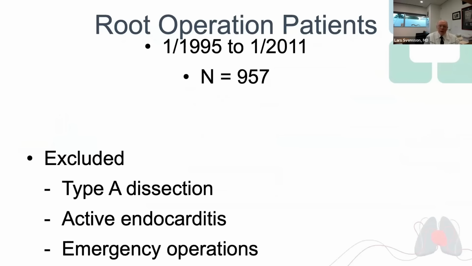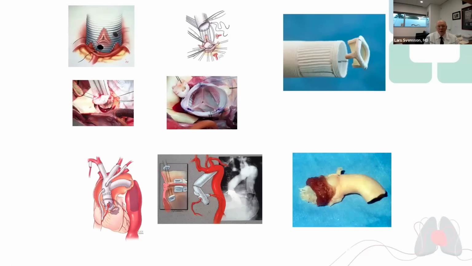This is a study from a number of years ago that I looked at, 957 patients, and this was mainly elective surgical patients with either the remodeling operation, which would be this operation where we cut a slit into the graft and sew that to the annulus. Then the reimplantation operation where the valve is freed up and put inside a graft.